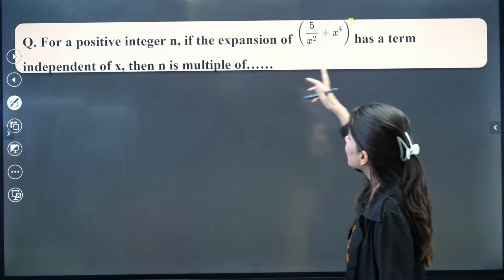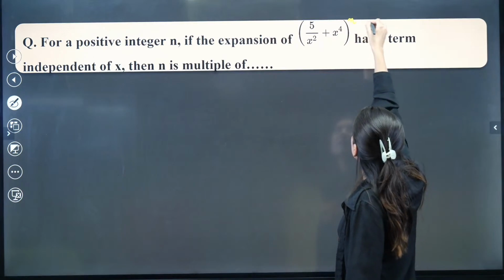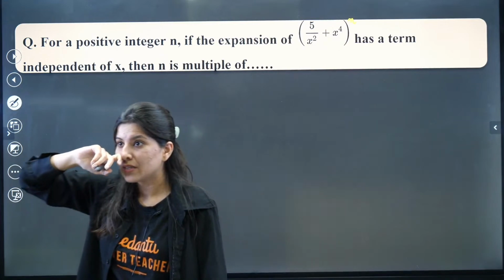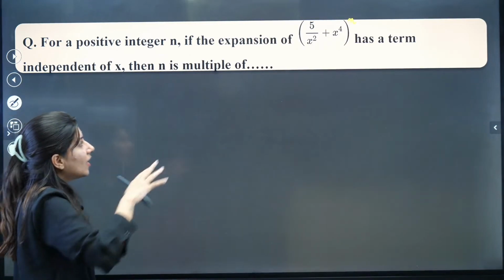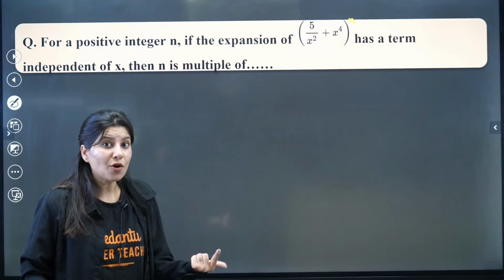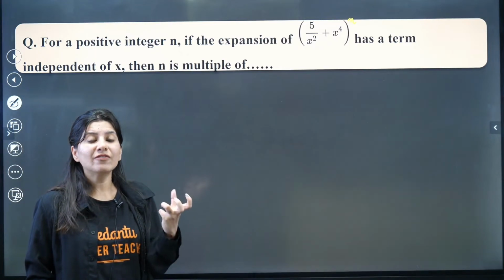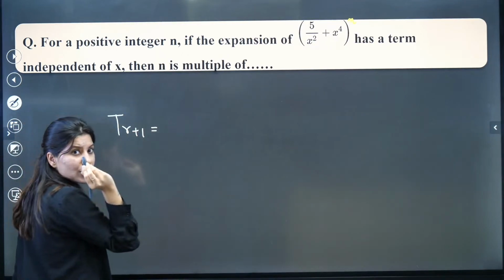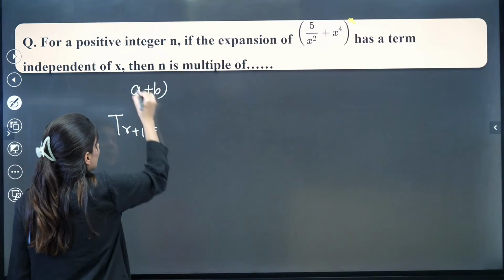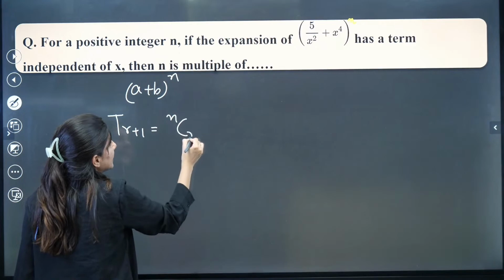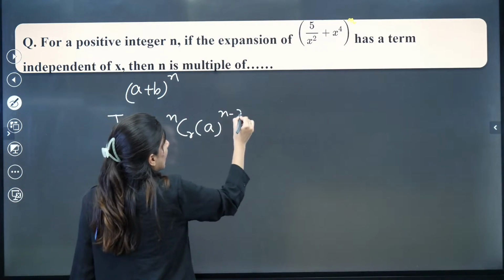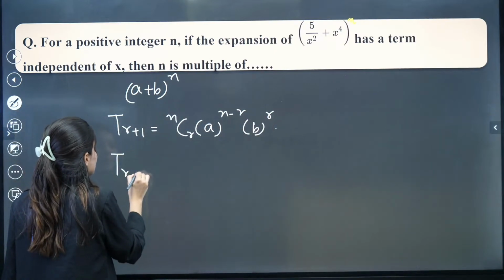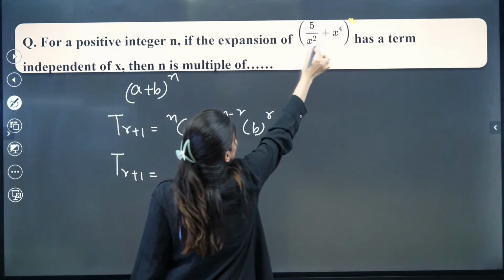All right. For a positive integer n, this with power n has a term independent of x, then n is a multiple of what? First of all, this is the problem of a term independent of x. How to identify a term which is independent of x? For that we need to write the general term. Do you know the general term? If it is (a plus b) raised to power n, then your general term will look like nCr a raised to power n minus r, b raised to power r. This is your general term, right? Now T(r plus 1), in this case, can you see this is your a, this is your b.